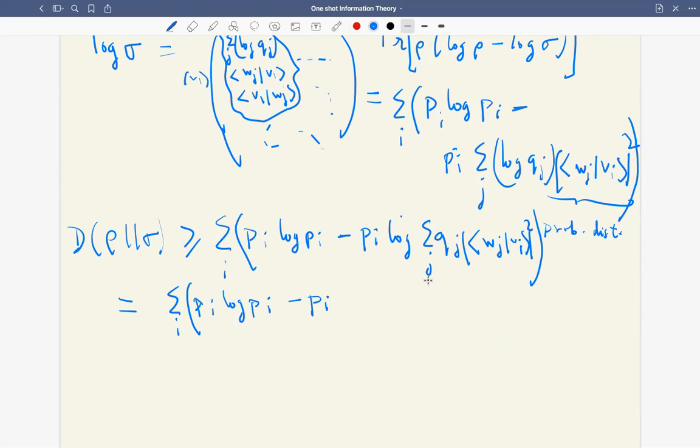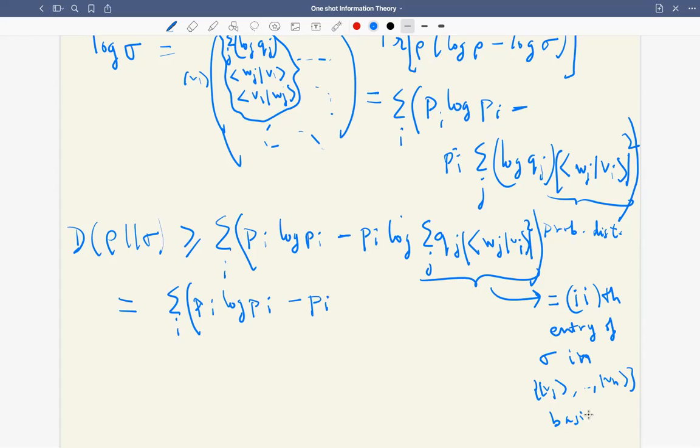So basically, this little explanation was to claim that this is a well-known quantity. This is actually equal to the ith entry of sigma in the v_1 to v_n basis. Is this clear? Yes. So I'll call it sigma_ii.